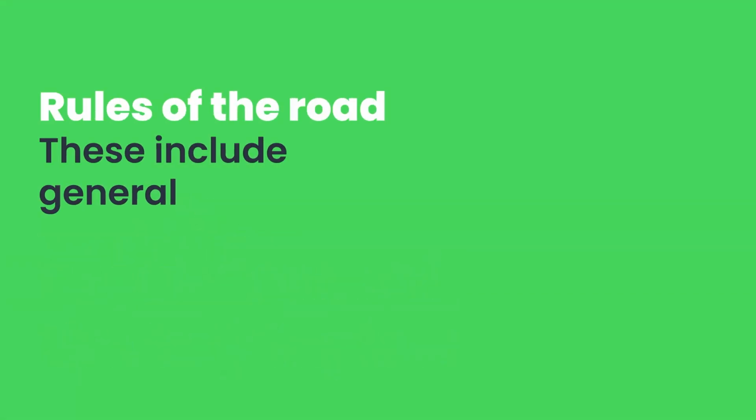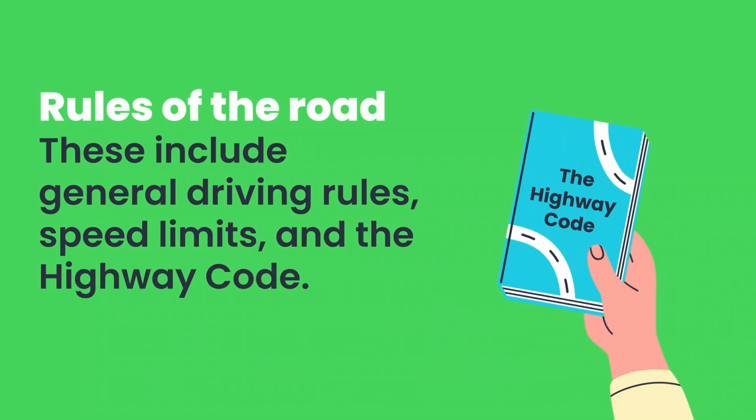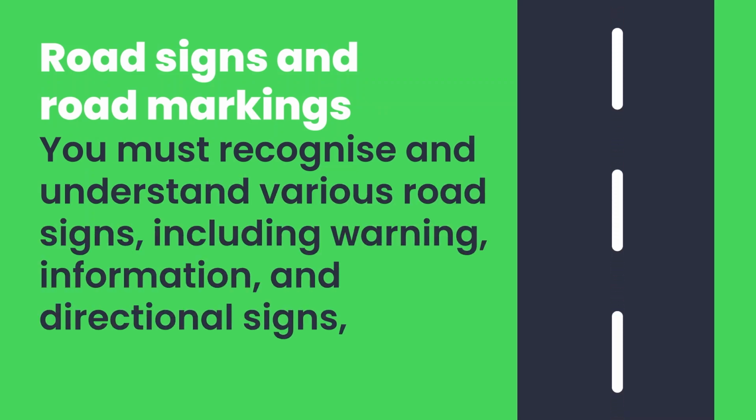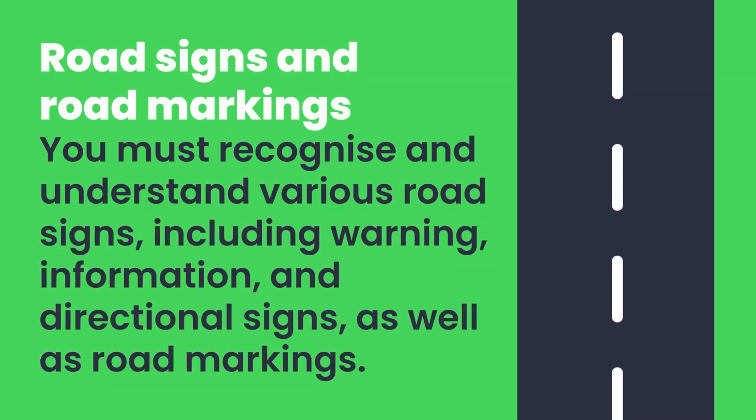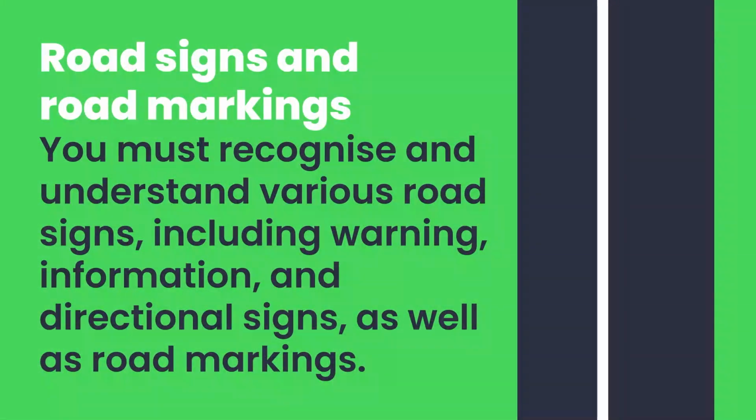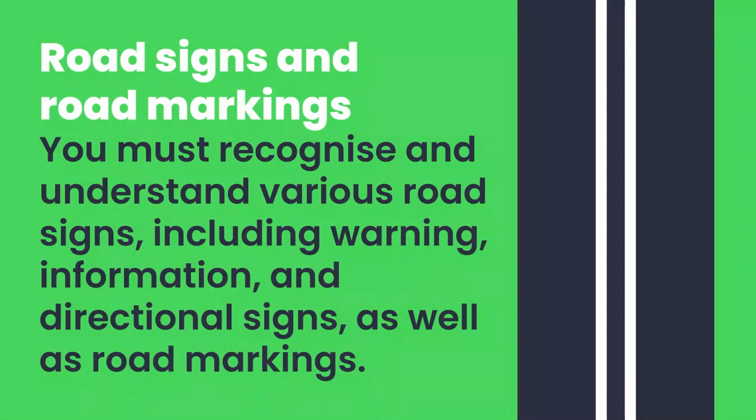Number 1 is rules of the road. This includes general driving rules, speed limits, and the Highway Code. The next is road signs and road markings. You must be able to recognize and understand various road signs, including warnings, information, and directional signs, as well as road markings and what they mean.